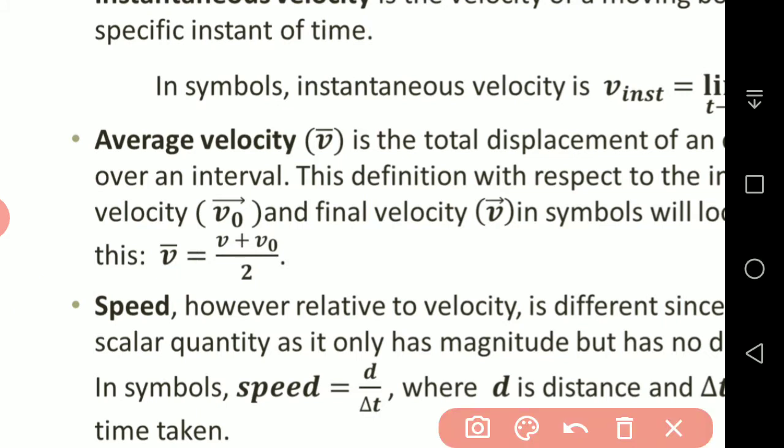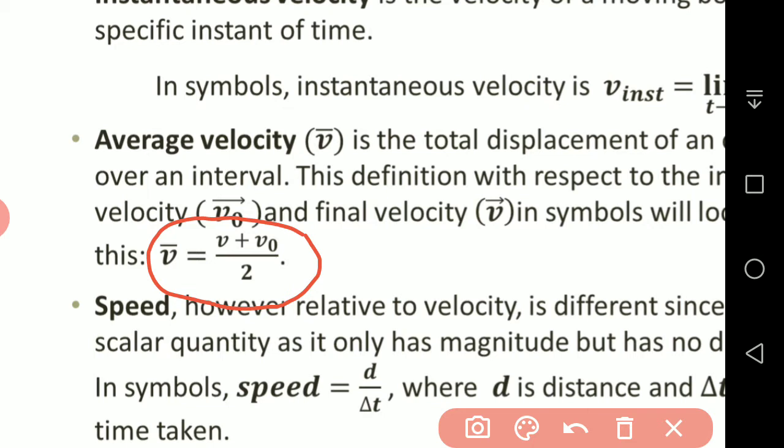Yan. Tignan ninyo, may bar siya doon sa taas. Kaya average velocity. Ay, yan lang. Ina-average mo lang yung initial, tapos yung final divided by 2.